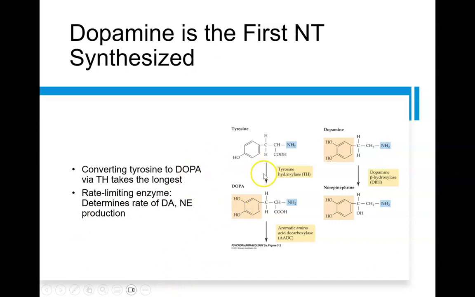So here you can kind of see we're going to start with our precursor. So we get tyrosine. Tyrosine is basically the precursor to dopamine, but what's important is tyrosine comes from phenylalanine, which is present in your diet. With phenylalanine, you then get tyrosine. And then with the enzyme tyrosine hydroxylase, we then get dopa. This is referred to as levodopa.